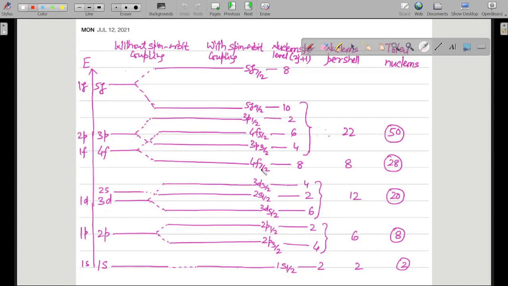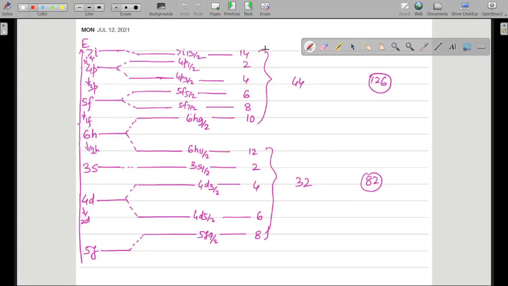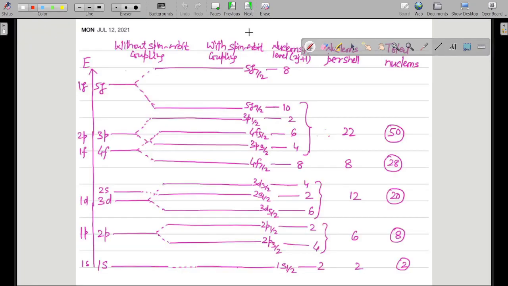Now 4f 7 by 2, 2 into 7 by 2 plus 1 will be equal to 8. Now we are done with 20 nucleons. Now 8 nucleons additional, so that will be 28 nucleons. So this will in itself be a complete shell, because 28 is a magic number. Similarly you can go on so on and so forth up to here, but let me tell you that also.